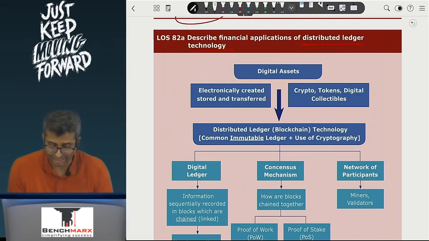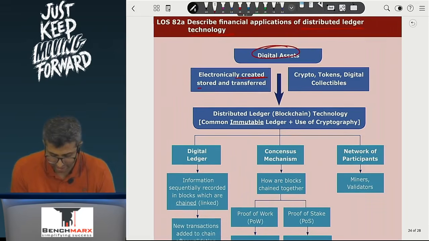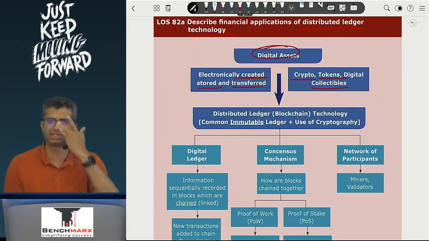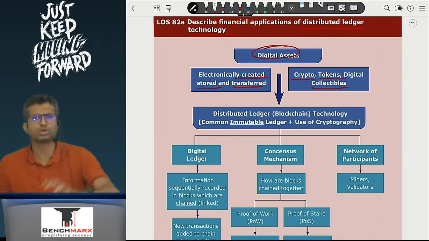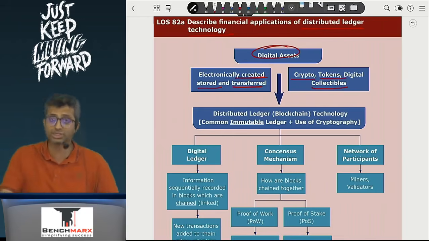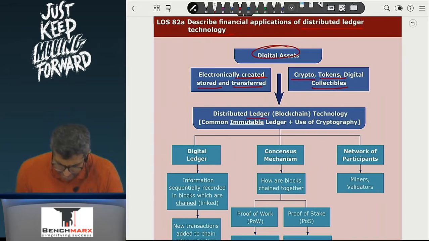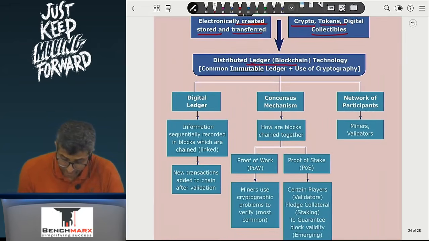So when I look at digital assets, these are assets which are electronically created, stored as well as transferred. They can be cryptographic items, tokens, digital collectibles. Remember, we are not tech guys over here, so we can have a broad understanding and proceed. If you want a detailed understanding, there will be a lot of YouTube videos which will help you in understanding blockchain, cryptography, etc.